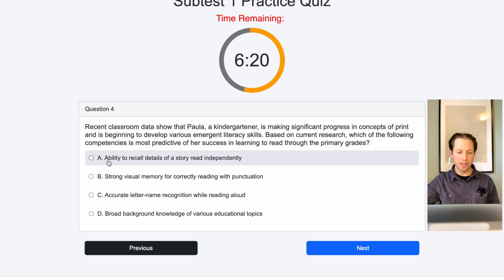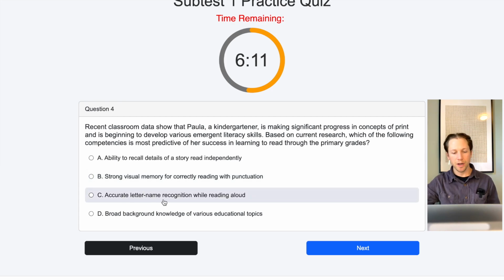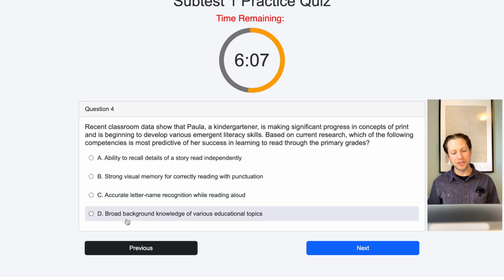All right, so A is read independently. I don't think that's it. Strong memory, visual cues for pronunciation. That would be like sight words. I don't think that's it. Accurate letter name recognition. That seems like an important keyword, so I'm going to hold on to that. Let's go on to D.